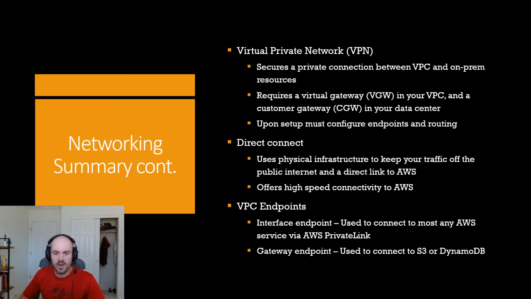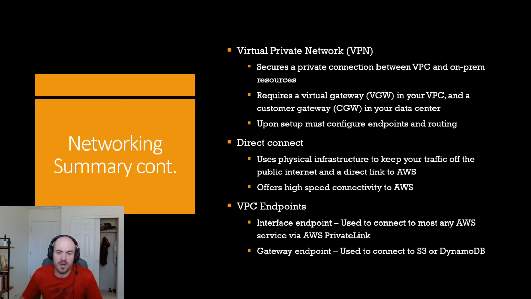Direct Connect is kind of like plugging in that Ethernet cable. It uses physical infrastructure to keep your traffic off the public internet and provide a direct link to your AWS resources. And it offers very high speed and connectivity to AWS, just like an Ethernet cord would provide very high speed and connectivity.